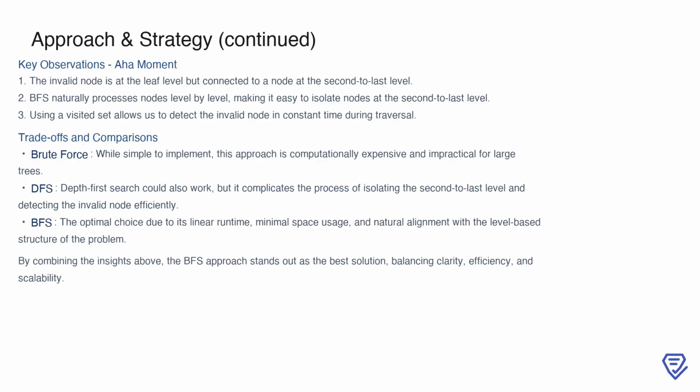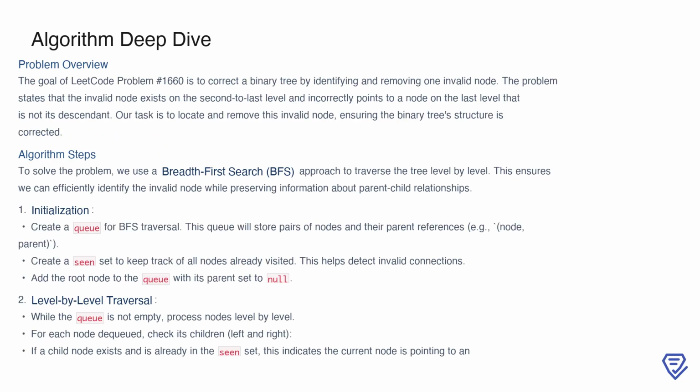scalability. In this problem, we are tasked with correcting a binary tree that contains one invalid node. The invalid node exists on the second to last level of the tree and creates an incorrect connection by pointing to a node on the last level that is not its descendant. Our goal is to identify this invalid node and remove it, ensuring the binary tree regains its proper structure. To solve this, we use a breadth-first search, or BFS, approach.